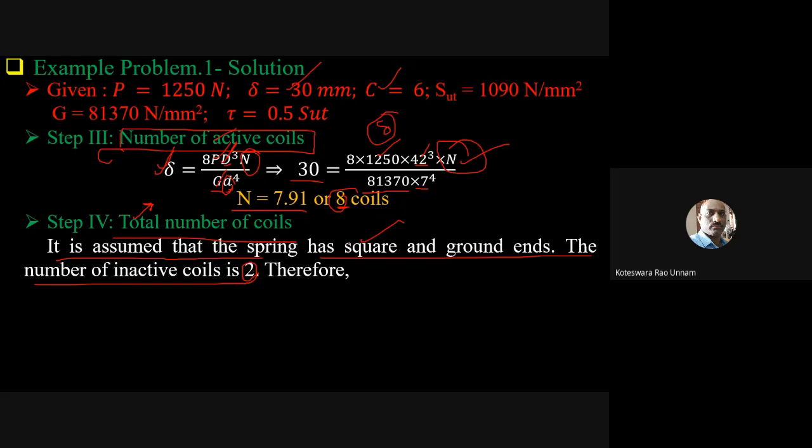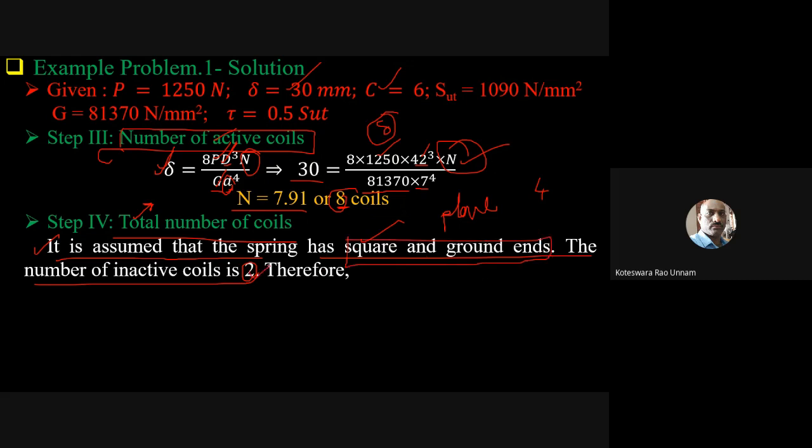Suppose instead of square and ground ends, you choose plain ends, then the number of inactive coils is 0. So this is the designer's choice. That means you can choose any type of end for the spring. Suppose in the problem we mention that the spring ends are of a particular type, then you have to choose only that. Otherwise, you can choose any one of those 4 styles of ends. So in this problem, you are choosing square and ground ends.